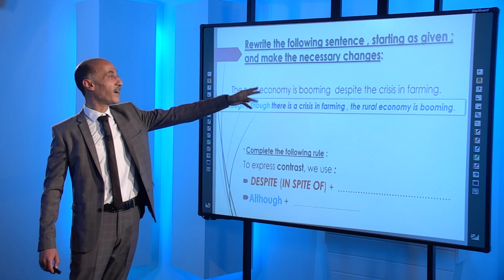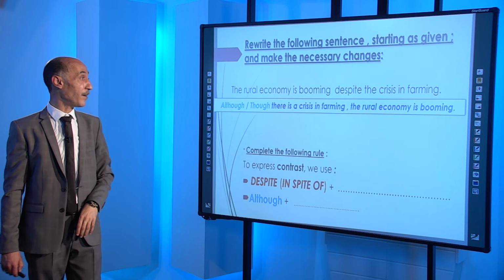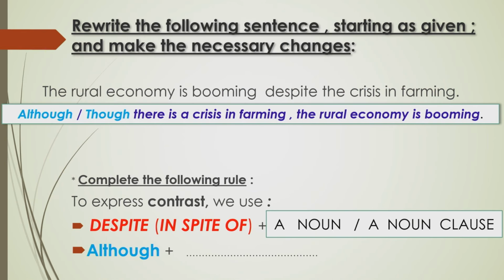So despite the crisis in farming, you have noticed that the crisis in farming cannot be considered as a full sentence, as it does not really contain a subject and a verb that relates to it. So to express contrast, we use in spite of or despite plus a noun or a noun clause.